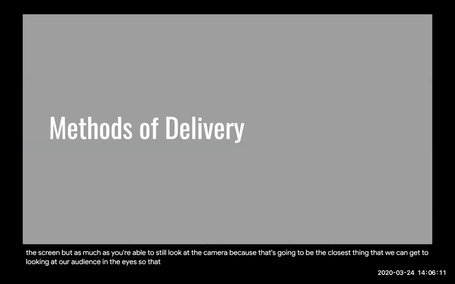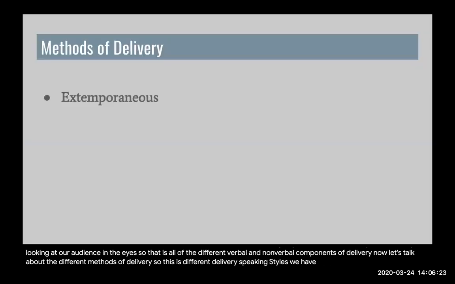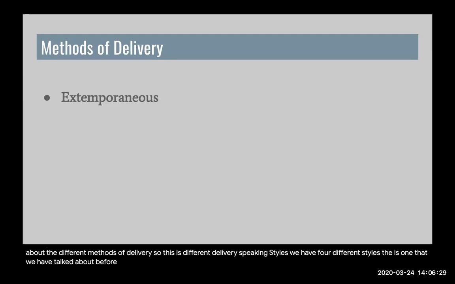So that is all of the different verbal and nonverbal components of delivery. Now let's talk about the different methods of delivery. So these are different delivery speaking styles. We have 4 different styles. The first is extemporaneous, and this is one that we have talked about before. This is the one that we're doing for most of our speeches.